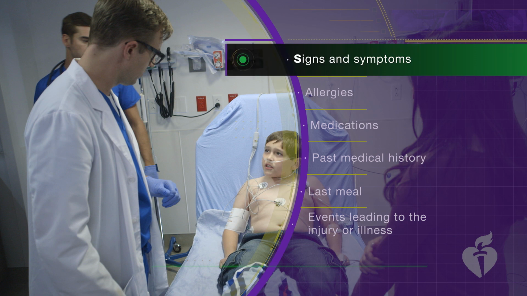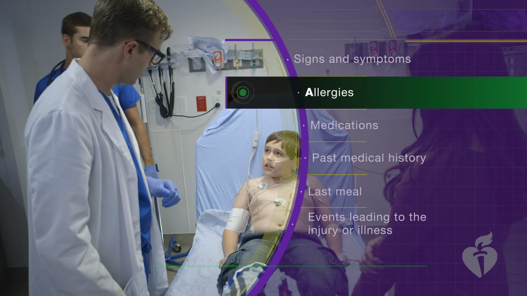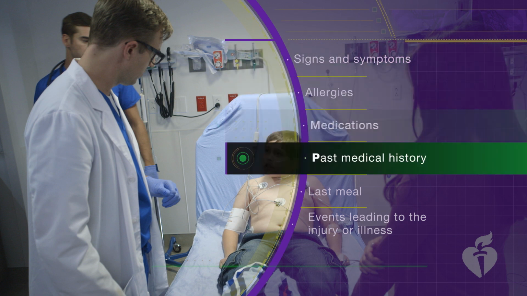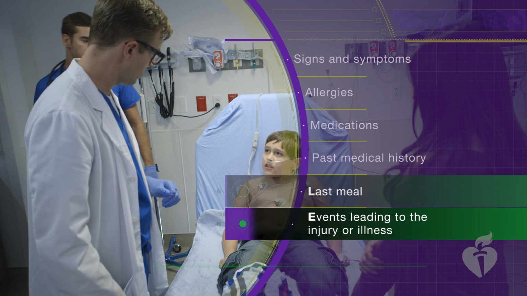The SAMPLE mnemonic provides a memory aid to help you recall important medical information necessary to provide the best care for your young patients. These topics include signs and symptoms, allergies, medications, past medical history, last meal, and the events leading to the injury or illness. The SAMPLE mnemonic is really helpful because it helps you gather information about a sick child in a systematic manner. S stands for signs and symptoms.